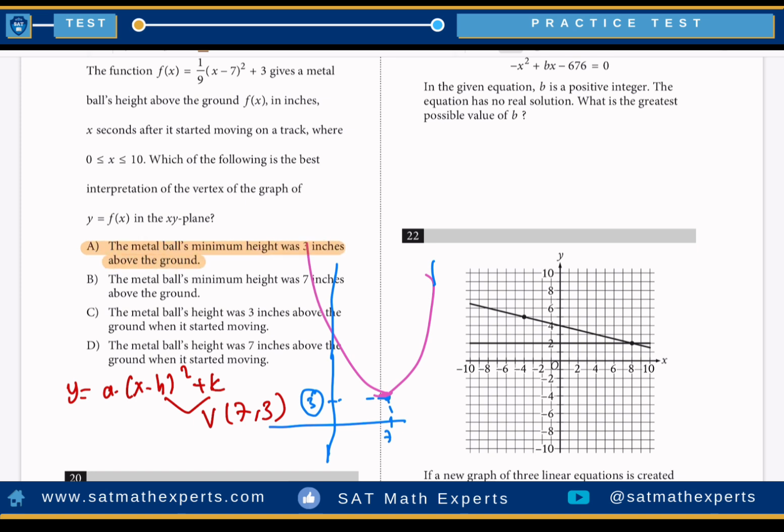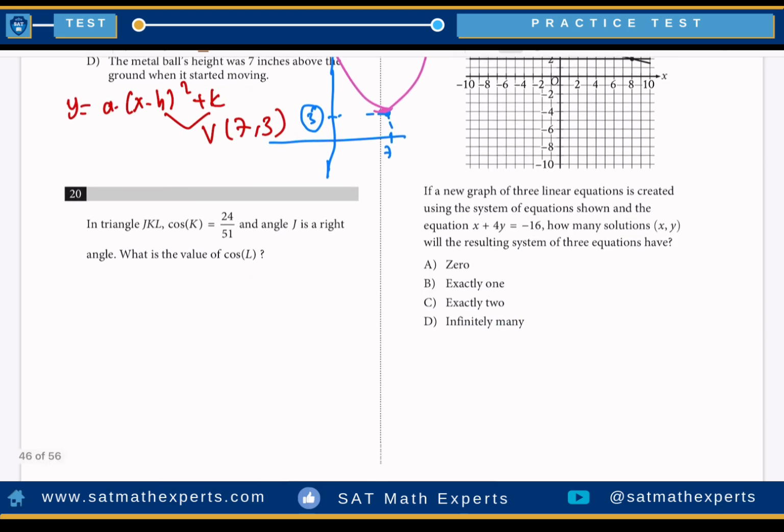Let's see the letters B, C, D. The metal ball's minimum height was 7 inches. No, it's 3. The metal ball's height was 3 inches above the ground when it started moving. No, because it's moving in here. The metal ball's height was 7 inches. No, that's definitely not 7 inches. The exact answer is letter A.